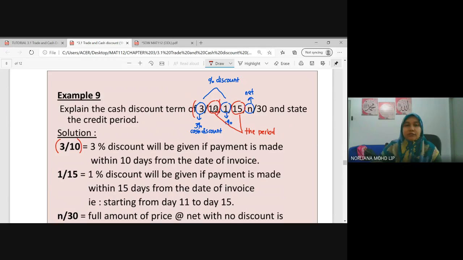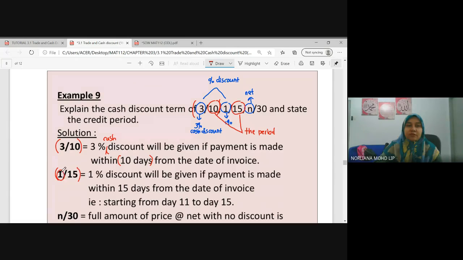3/10 means the 3% cash discount will be given if the payment is made within 10 days from the date of invoice. Maksudnya dalam masa 10 hari, payment dibuat, dia akan dapat 3% cash discount. Hari pertama sampai hari ke-10, dia dapat 3%.